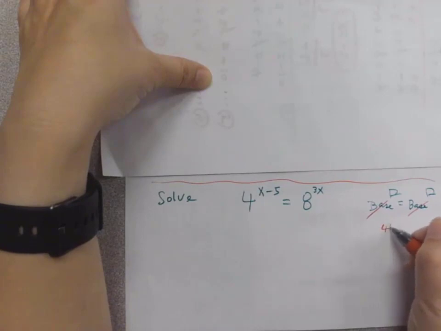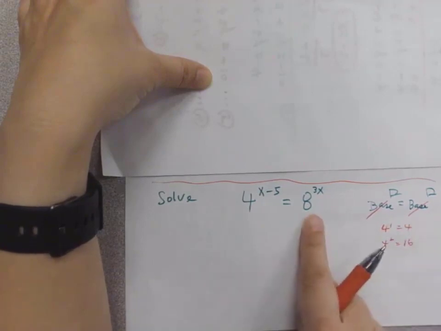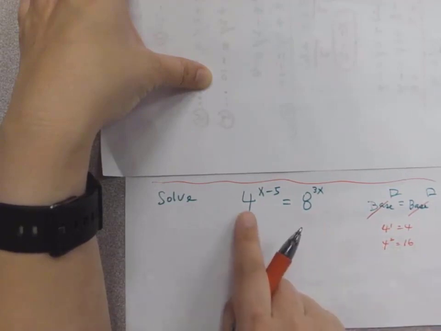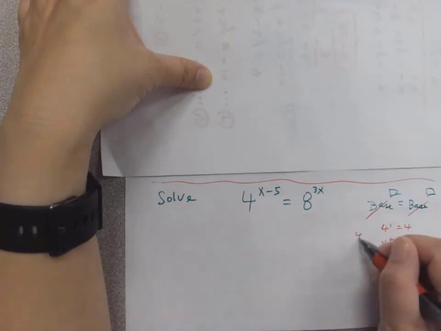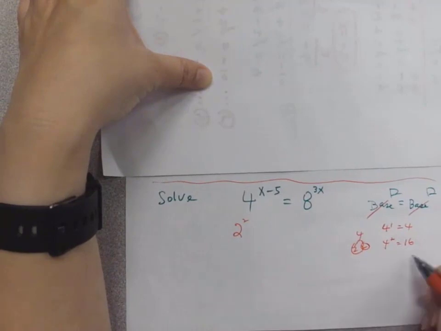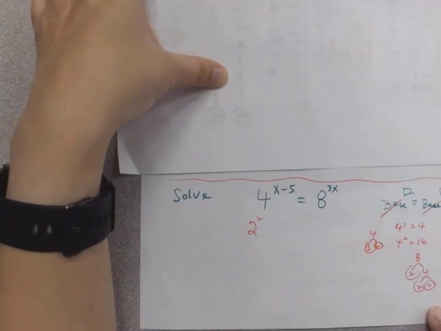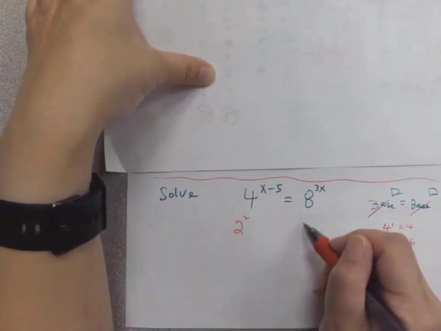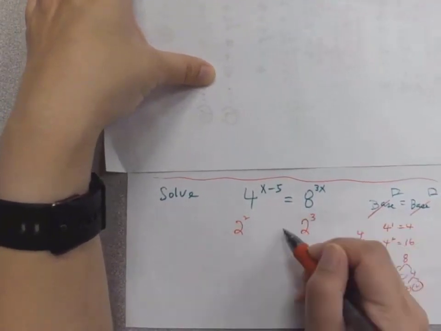Okay, 4 to the first power is 4, right? 4 to the second power is 16. So the 8 cannot turn into 4, right? So I have to go smaller. So this would be 2 to the second power, right? 4 is 2 times 2, so 2 to the second power. And 8 will be 2 times 2 times 2, so it's 2 to the third power. Is that okay? All right. So I'm just replacing the number.